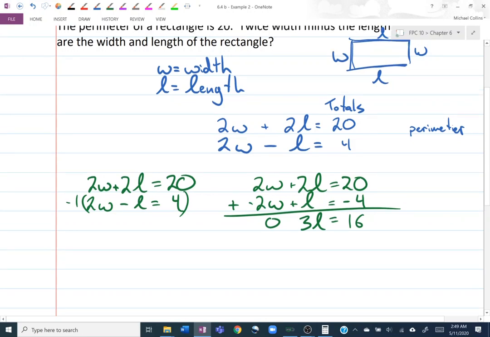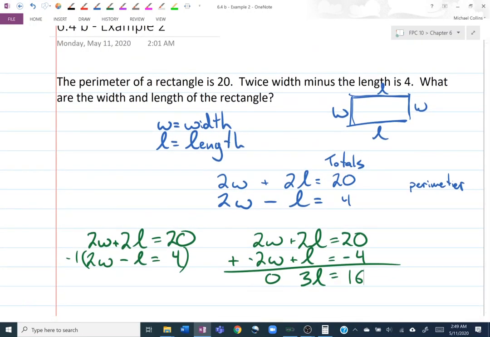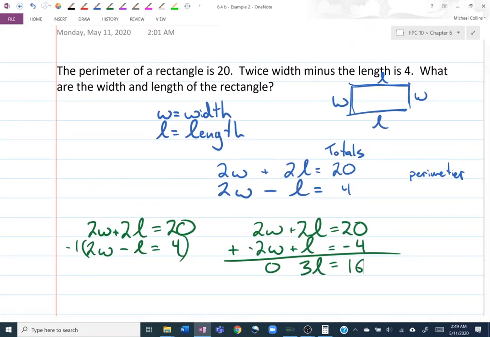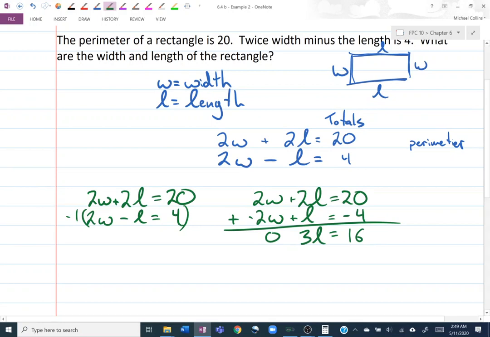I feel like I might have made a mistake here because when I made this, I made them really nice answers, but it looks like I'm going to get a bit of a fraction here. I'm just going to take a second and see if I can spot a quick mistake. Perimeter is 2w plus 2l is equal to 20. That's accurate. My 2w, twice the width minus the length, is equal to 4. That looks pretty good. And I multiplied that by -1. That's a negative, that's a positive, that's a negative. No, I'm stuck with it.